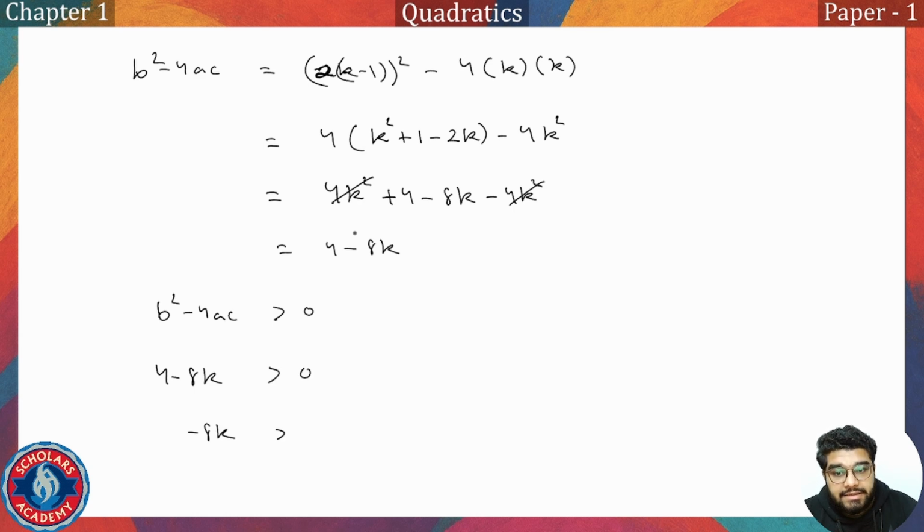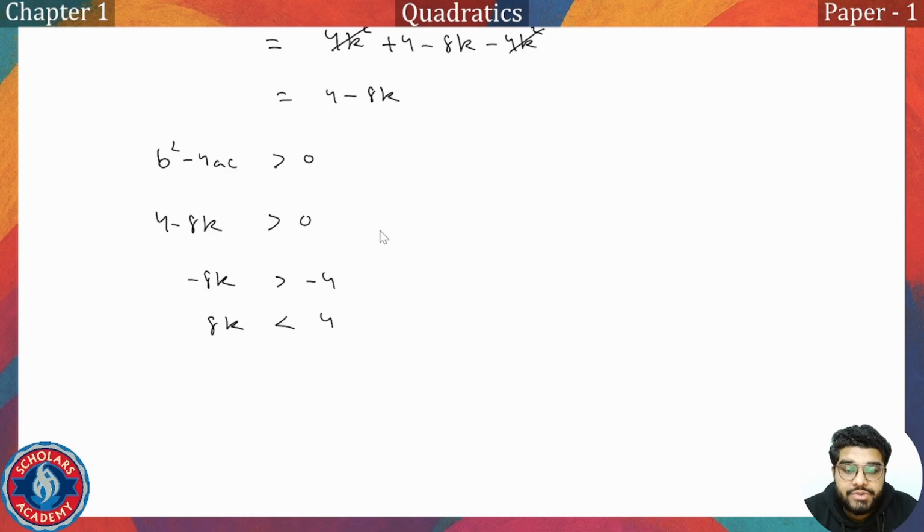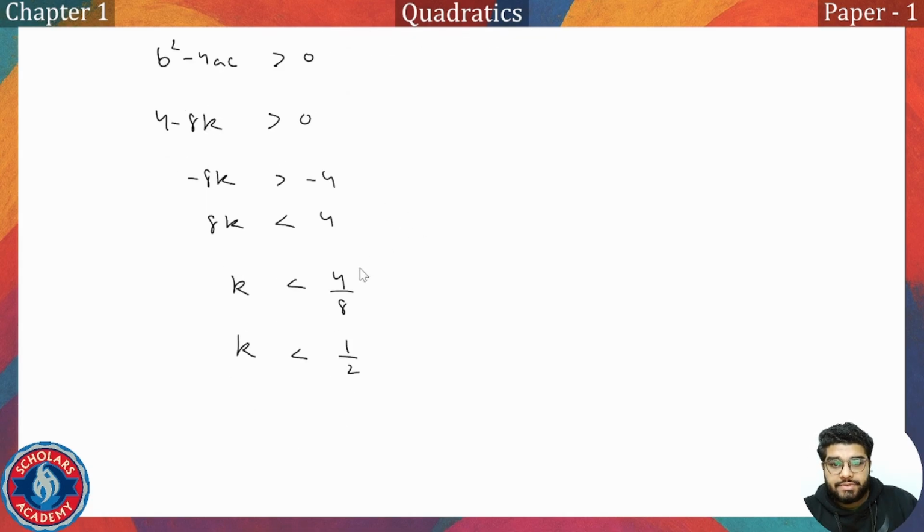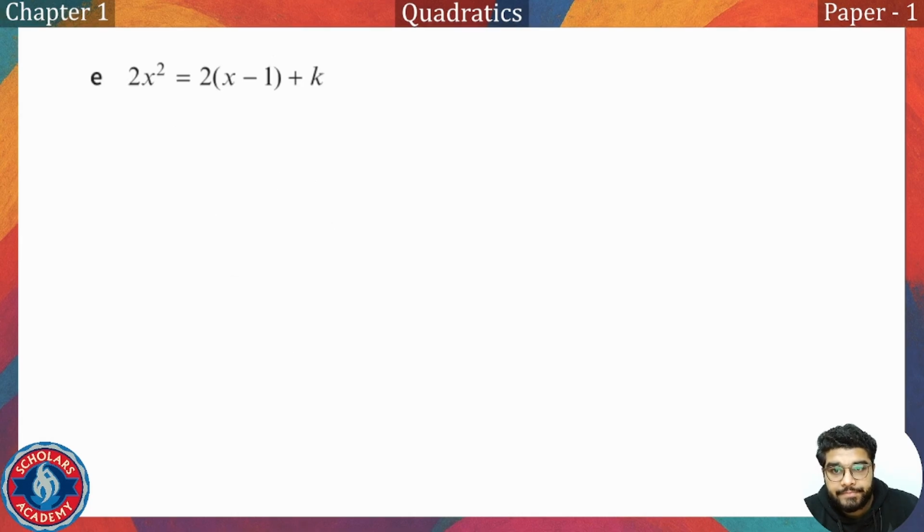Negative 8k is greater than negative 4. 8k is less than 4. Whenever I multiply both sides of an inequality with a negative, the sign of inequality changes. K is less than 4 by 8. K is less than 1 by 2, right? So for all the values of k less than half, we get distinct real roots for this equation. Let's move forward.